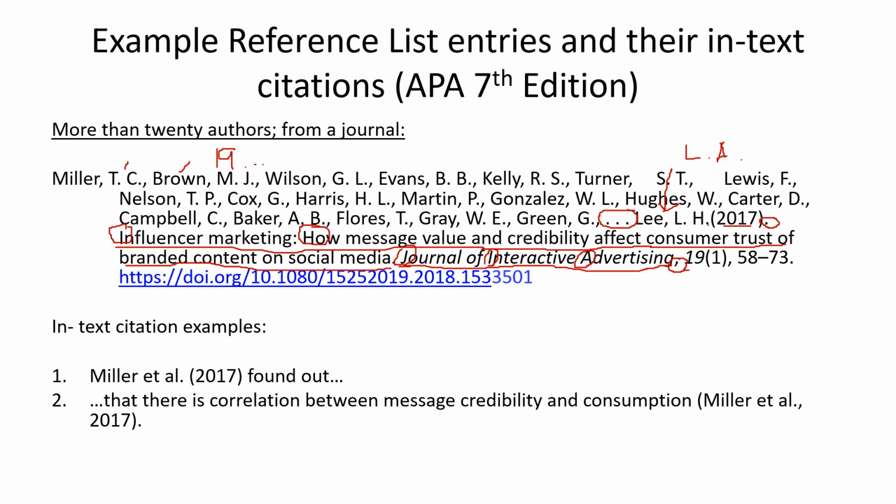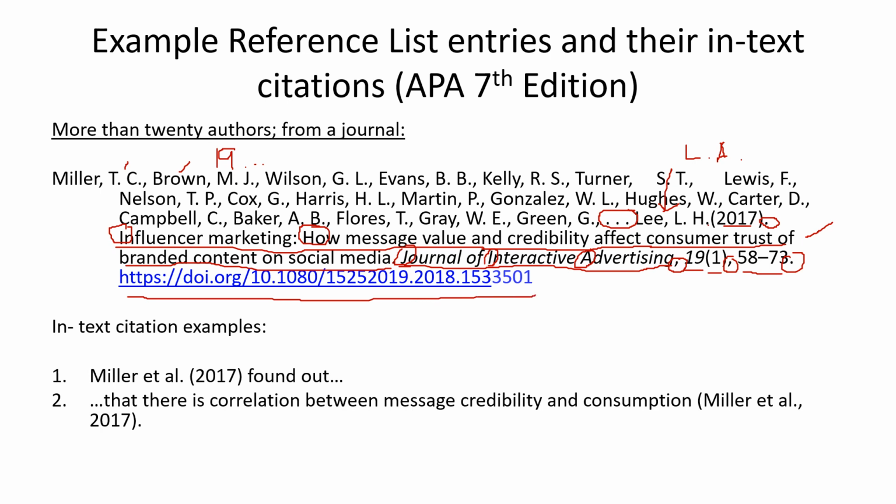Then, in italics, the volume number. Enclosed in parentheses is the issue number. And then another comma. These are obviously the page numbers where this journal article can be located, period. And then this is the DOI, or the digital object identifier of that journal article.